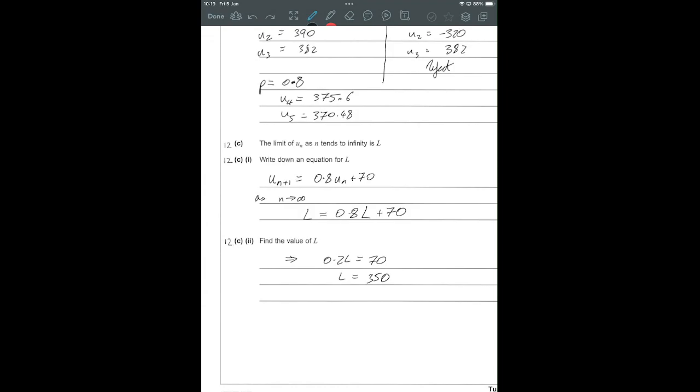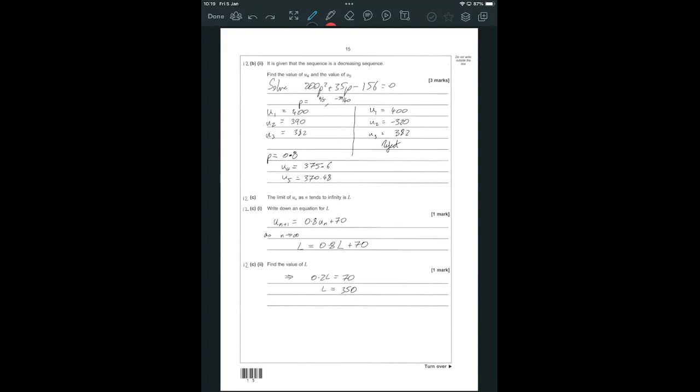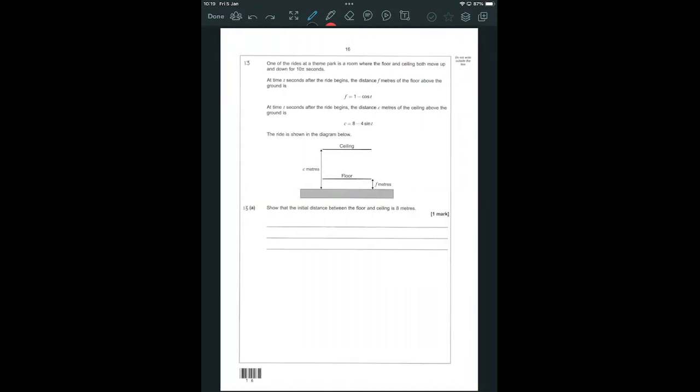And if you do hit equals on your calculator, if you stored the 0.8 answer plus 70, you'll notice that your answer is getting closer and closer to 350, albeit quite slowly, but it's tending towards that value.